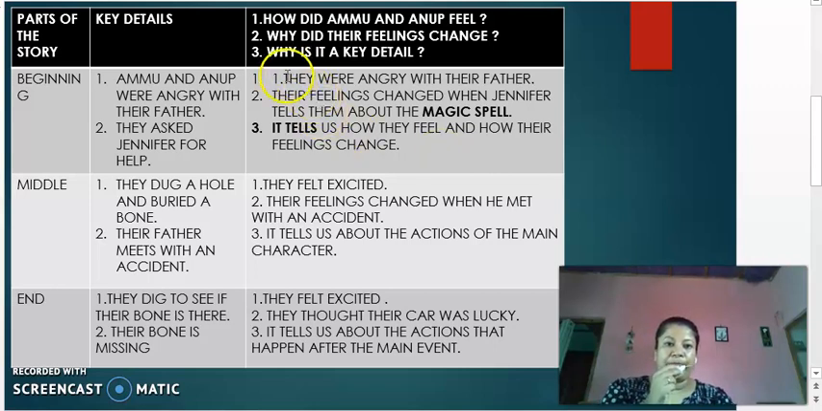Now why is this a key detail? Why is this a key detail? Because it tells us how the characters feel and how their feelings change.